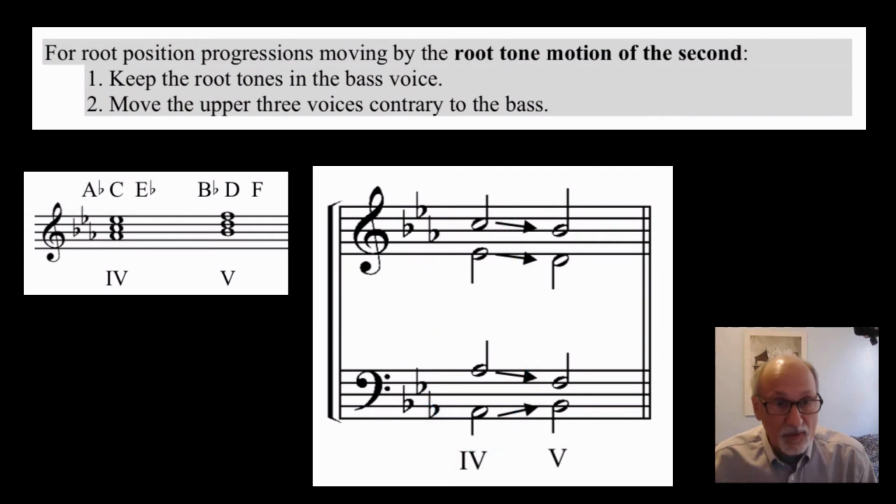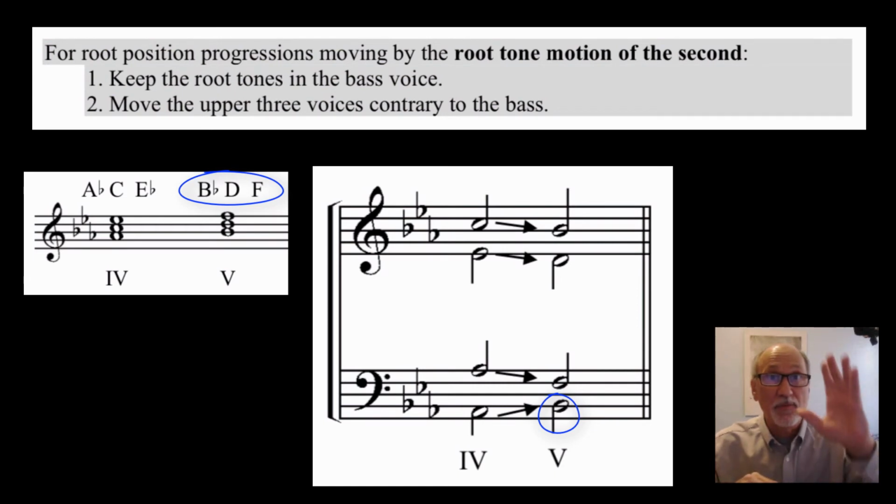And then we're going to go to the 5 chord, B flat, D, F. So first put the bass note in. The A flat will go up to B flat. Those are just the root tones. And then take note that that voice is moving stepwise up. So in which direction should all the other voices move?